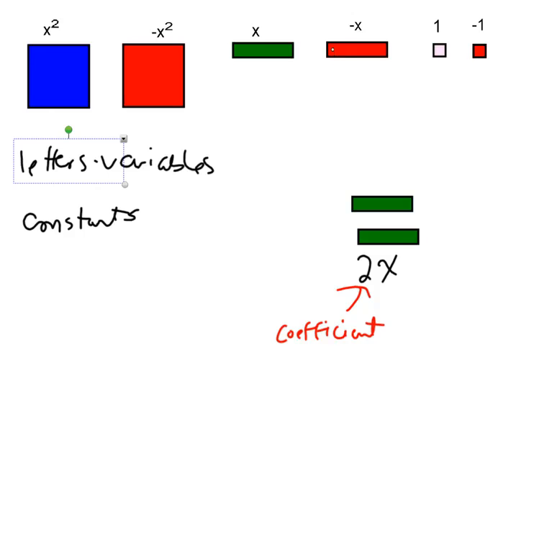If you have negative tiles, so what if I had 3 of these? And that would be -3x. Then my coefficient would be -3. Again, it's how many I have, and the sign is included. So the coefficient is the number in front of the letters or in front of the variables.